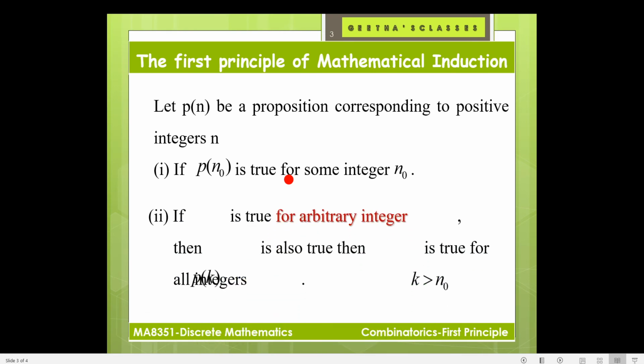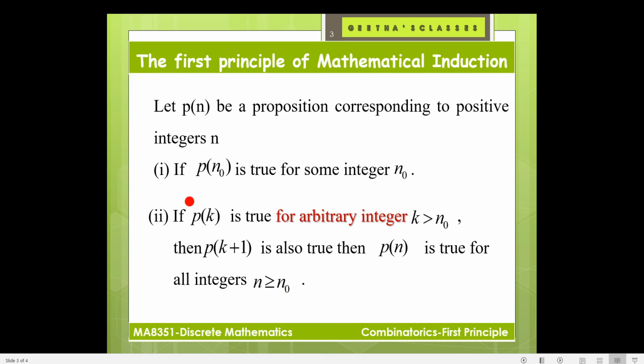Second, if p of k is true for arbitrary integer k greater than n naught. You note the word arbitrary integer k. We are assuming p of k is true for some arbitrary integer k greater than n naught. Then p of k plus 1 is also true. We are proving for k plus 1. Finally, then p of n is true for all integers n greater than or equal to n naught.